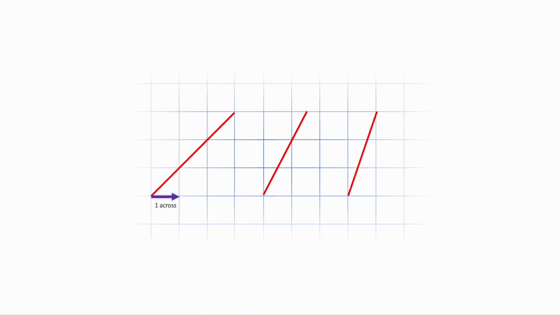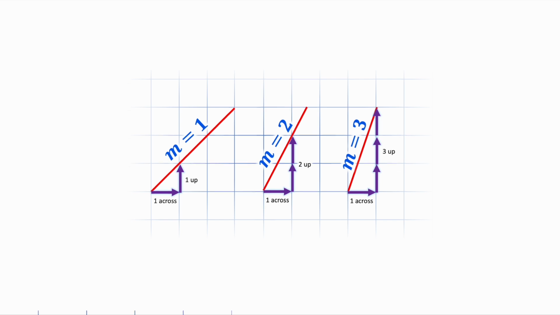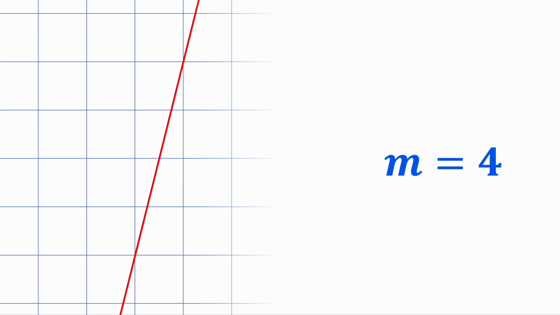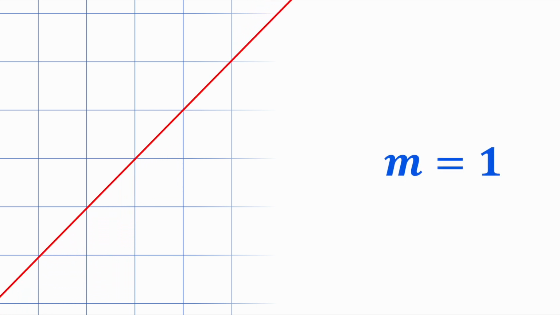Here we have 3 different straight lines. One is one across, one up, gradient is 1. One across, 2 up, the gradient is 2. And one across, 3 up, the gradient is 3. And the higher the number, the steeper the line is. Now let's look at this one. This is a gradient of 4, 1 across 4 up, 1 across 2 up, gradient of 2. This is a gradient of 1, so 1 square across, 1 up.